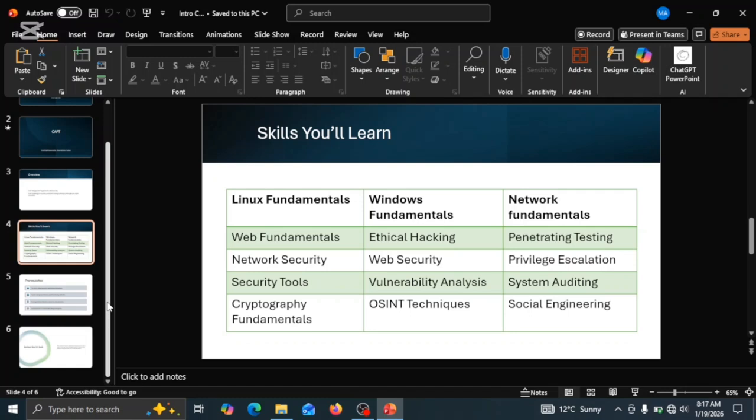So privilege escalation is used to escalate our privilege or level up our privilege from a normal user or a guest to an admin, to work as an admin user, and system auditing and social engineering.